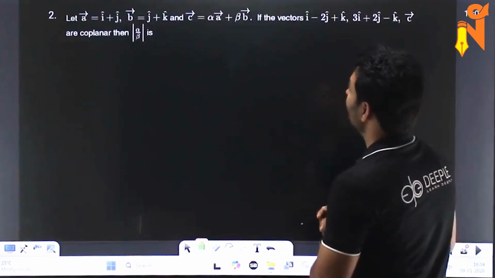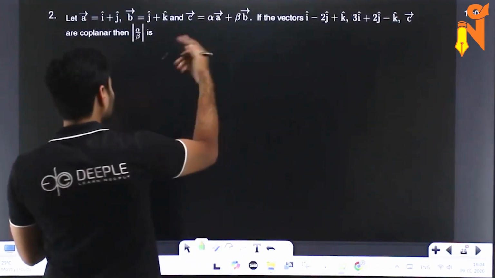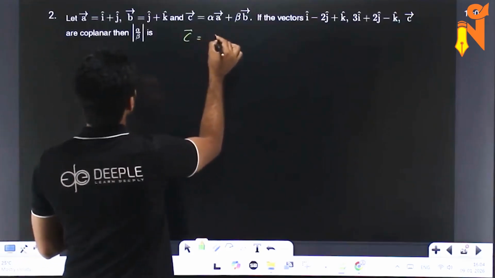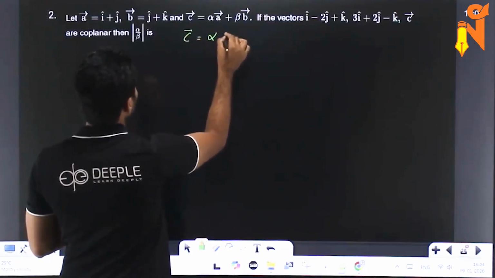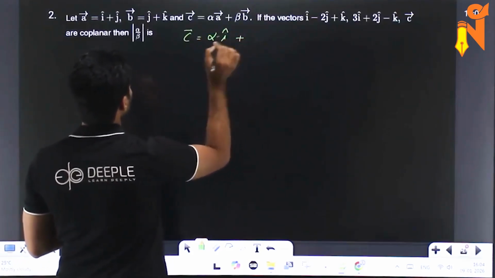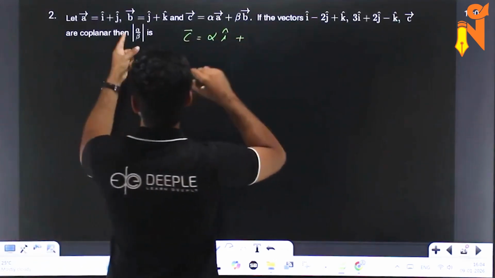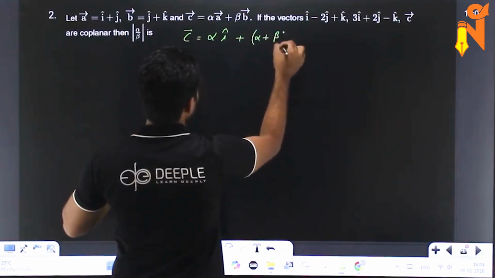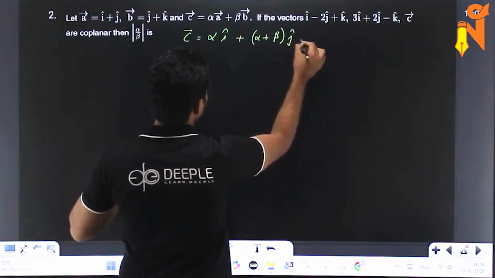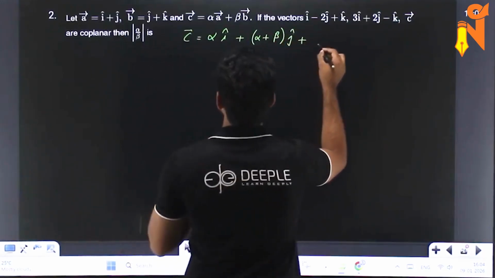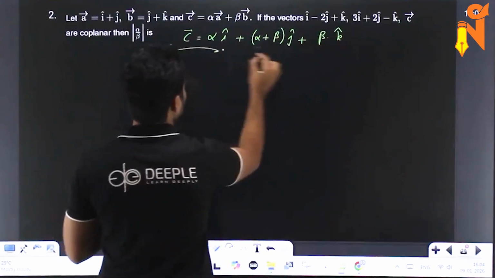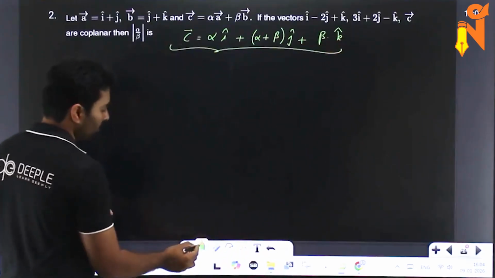Next, A given, B given, C given. Achha, C is given in AB format. So let's write first of all C here. Alpha i cap plus beta, alpha plus beta into j cap. Okay, I am skipping one step here. Please solve properly step by step. Plus beta into k cap. I hope this is clear. Okay, this is the C vector because C was given in AB format.